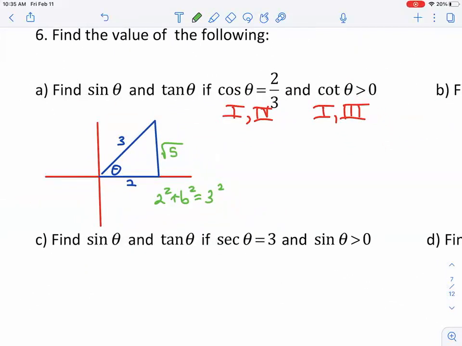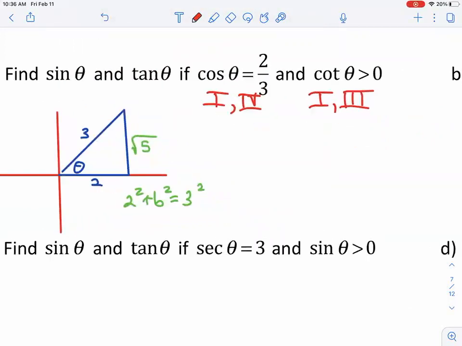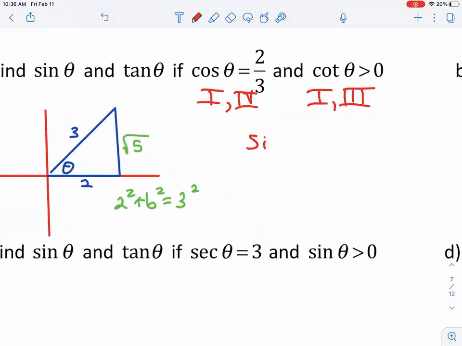Now I haven't even gotten to my question yet, but that's actually kind of the easy part. The hard part is getting all this set up. So I determined what quadrant, I drew my triangle and found the sides. And now I just want to write the ratios. So my answers, it says find the sine of theta. Well, the sine is the opposite over hypotenuse, which is root 5 over 3.